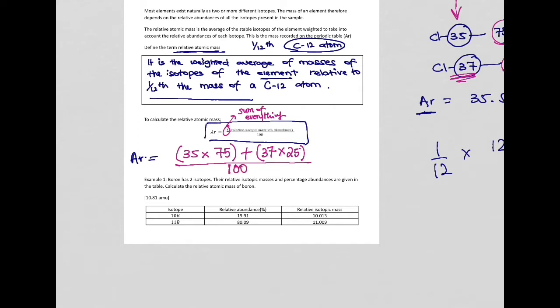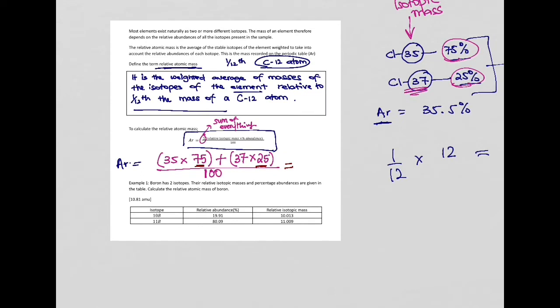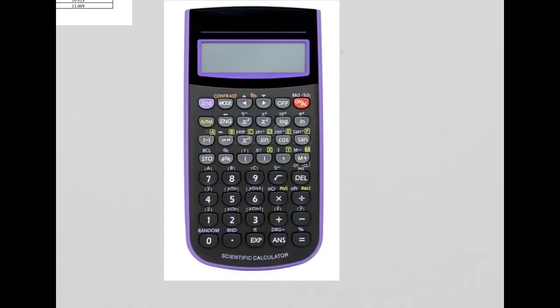Why 100? Because we are taking a sample of 100. We're taking percentage, so percentage is a sample of 100. When you calculate this, you're going to do that in your calculator. When you're typing in your calculator, please use brackets. I'm going to explain to you how we're going to work this in your calculator.